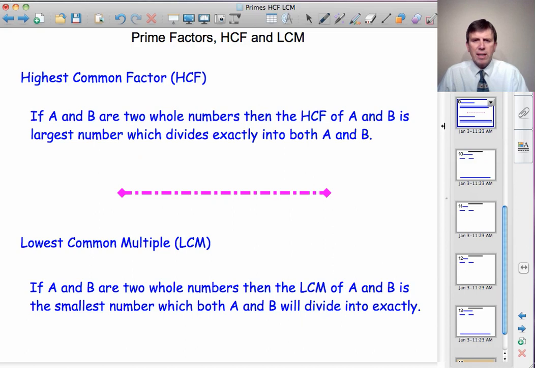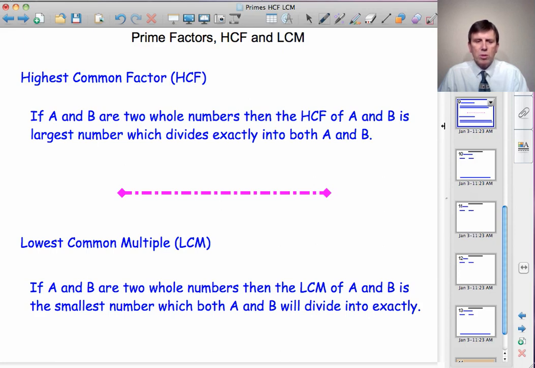Right, we now come on to the second part of the lesson, where we're going to look at highest common factors and lowest common multiples. The highest common factor of two numbers. If A and B are two whole numbers, then the highest common factor of A and B is the largest number which divides exactly into both A and B. So it's the highest factor they've got in common.